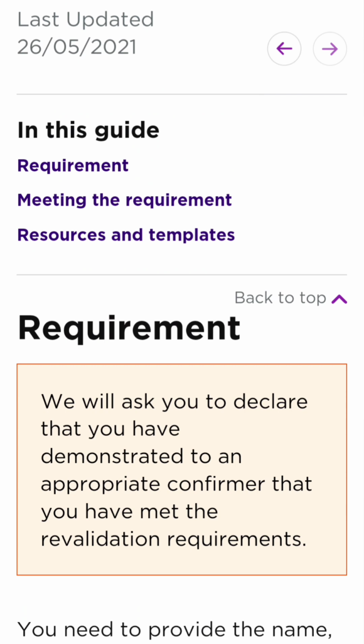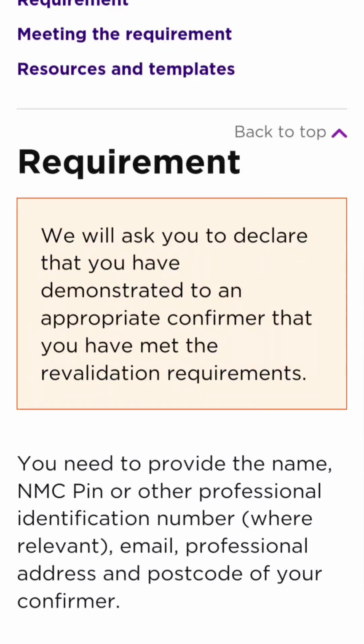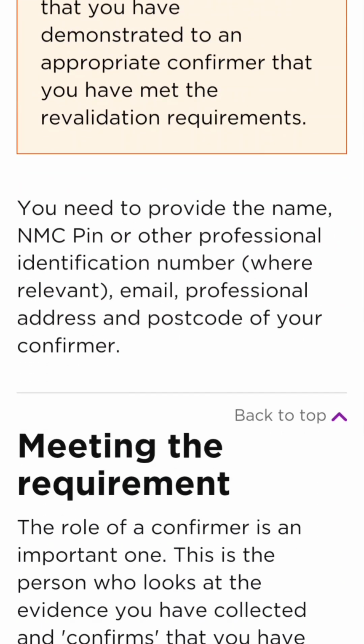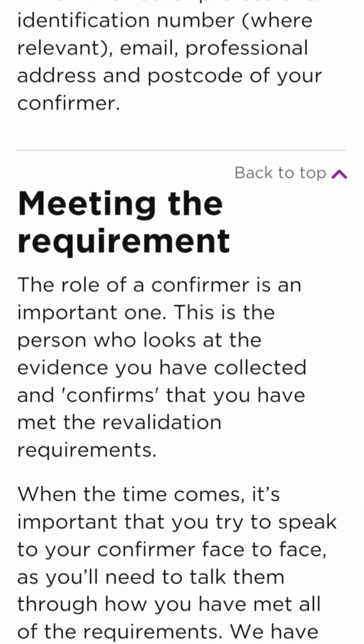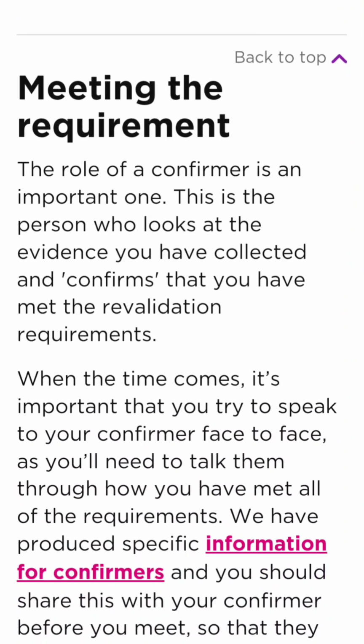Then the next thing is to have somebody to confirm. This is what we call the confirmer. The confirmer can be different from the person that did your reflective discussion. But if you want things to be straightforward for you, it's better to use the same person, okay? This confirmer needs to provide their name, their NMC, or if they're from another profession, their professional identification number, email, professional address, postcode.